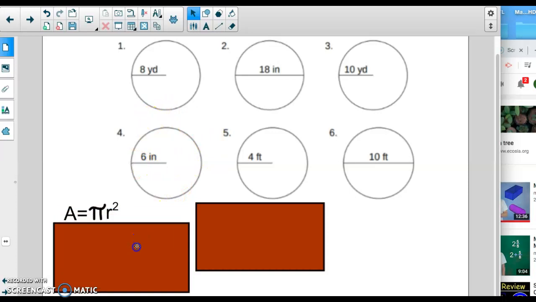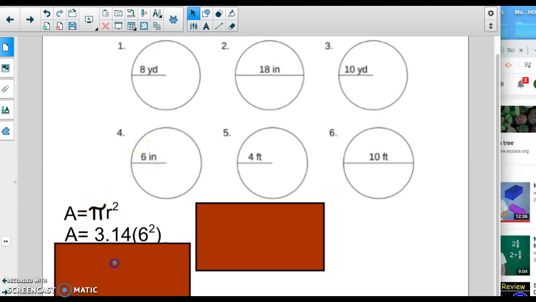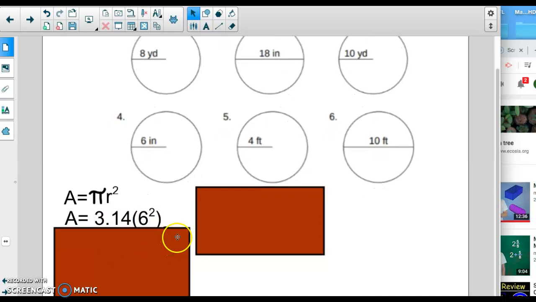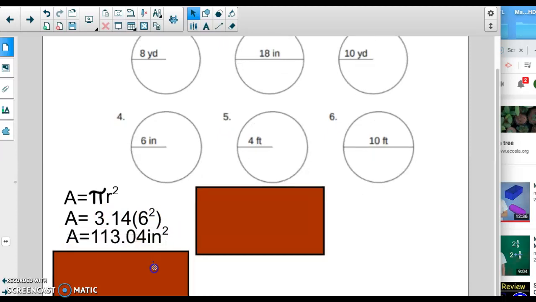We're going to first do the area. So area equals pi r squared. Our r is 6. Our pi is 3.14. So we're substituting in 3.14 for pi, 6 for our r or radius. And we multiply all that together. So basically 3.14 times 36, and we get the area 113.04 square inches.